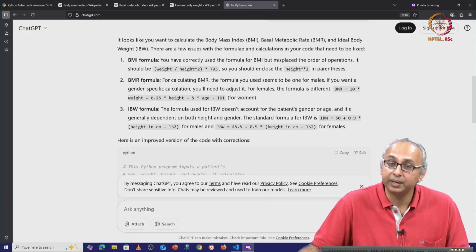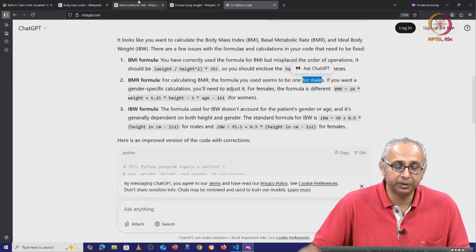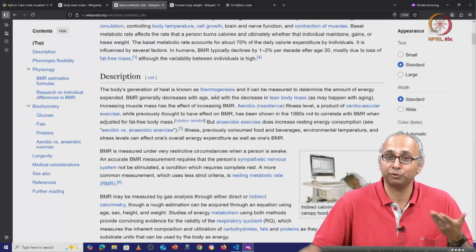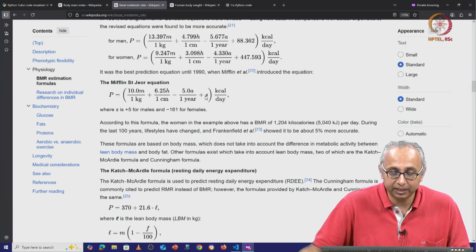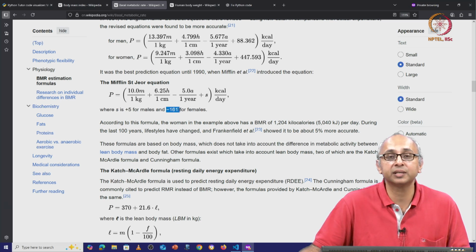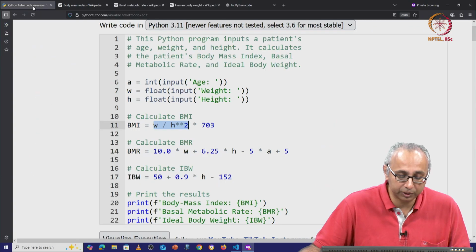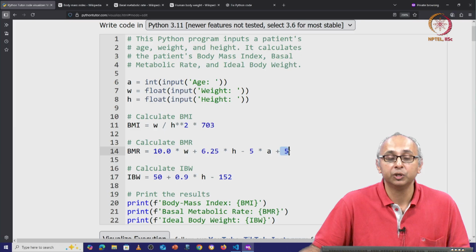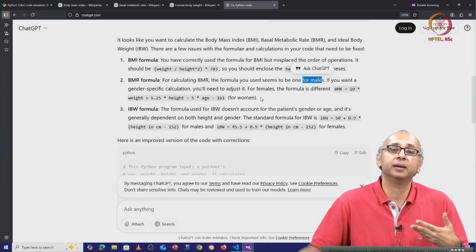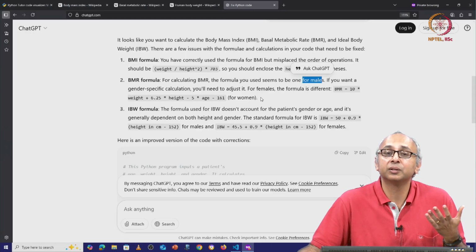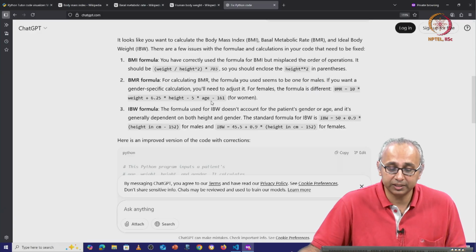Then it says for the basal metabolic rate, the formula seems to be only for males. So once again, it turns out if we read the Wikipedia article, which for now I'm taking as a reliable source, there is a formula, but it uses an extra term S, where S is plus 5 for males and minus 161 for females. So when we look, our code uses plus 5. So ChatGPT is correctly pointing out that this formula only works for males, and there is nowhere that has been mentioned that this code is only supposed to work for males. So it is suggesting that there should also be a second formula for women.